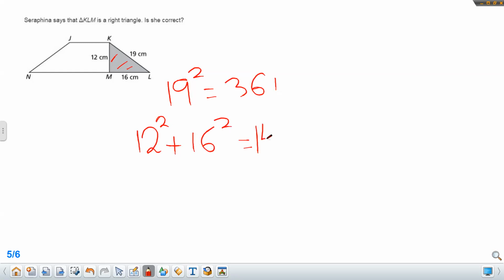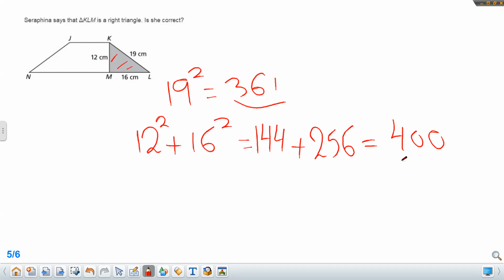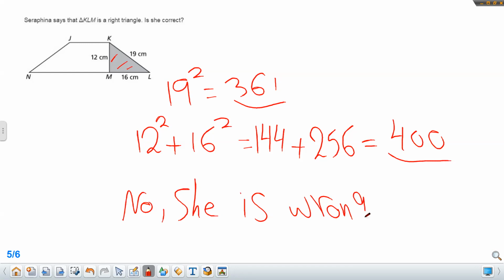12 power 2, which is 144, plus 16 power 2, which is 256. Okay, add them, it will be 400. Are they equal, 361 and 400? No. So Serafina is wrong. So is she correct? No. She is wrong. Okay, this exercise. Next one.